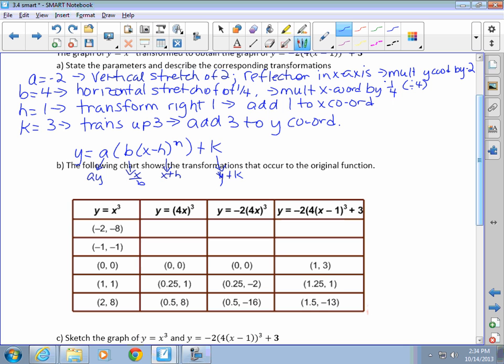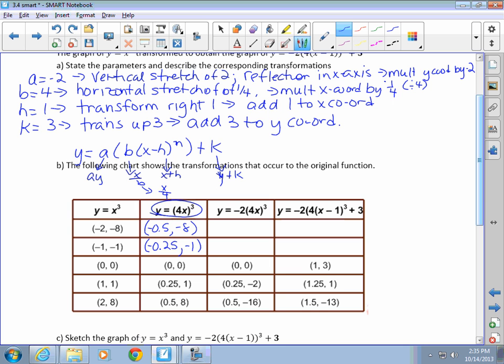This is all I'm doing here in this part: I'm just forgetting about everything else in my original equation. I'm just looking at that 4x cubed. Because b is a 4, I have to divide each one of my x coordinates by 4. So -2 divided by 4 is -2 over 4, which is the same as -0.5. That becomes a -8. -1 divided by 4 is -1/4, which is the same as -0.25, and my y stays -1.